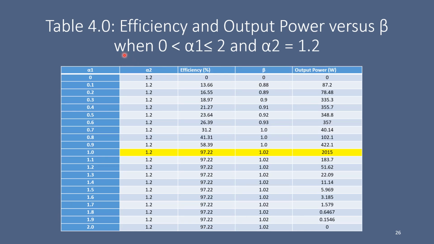This table summarizes the previous figures and it shows the efficiency and output power when alpha 1 ranges from 0 to 2 with alpha 2 equal to 1.2. After analyzing the data, it was found that at alpha 1 equal to 1, alpha 2 equal to 1.2 and beta equal to 1.02, an efficiency of 97.22% was achieved with an output power of 2015 watts.